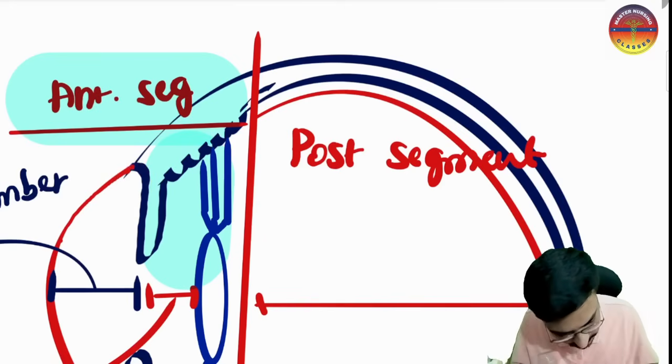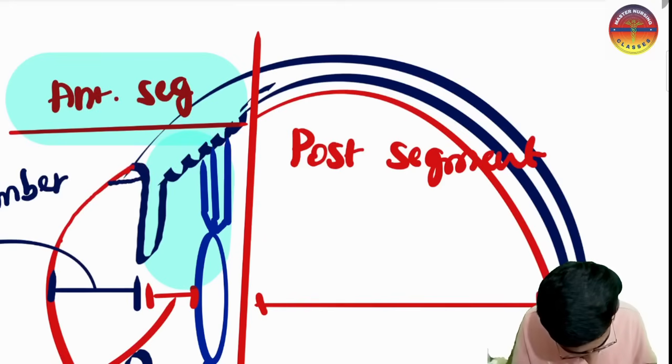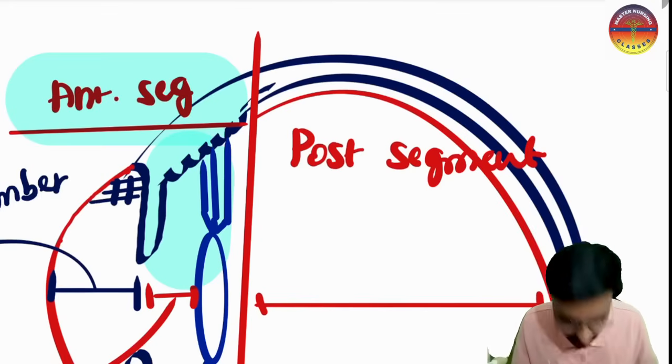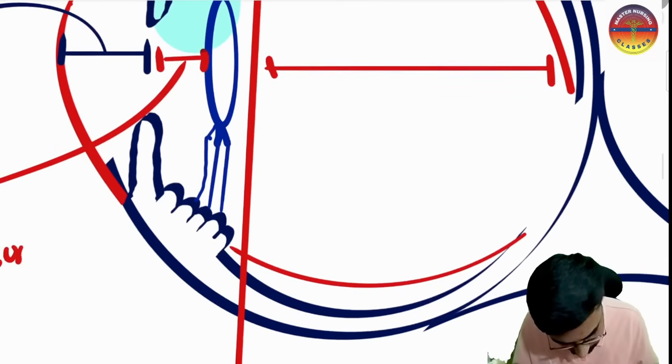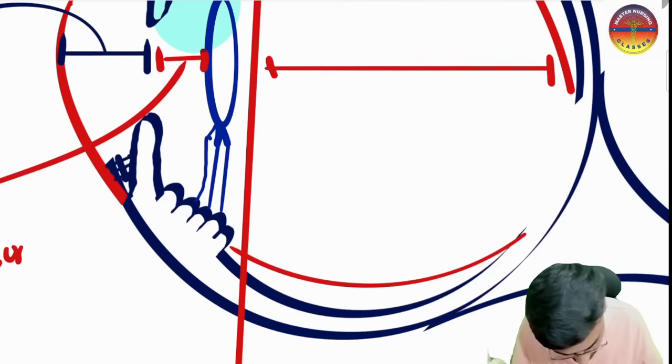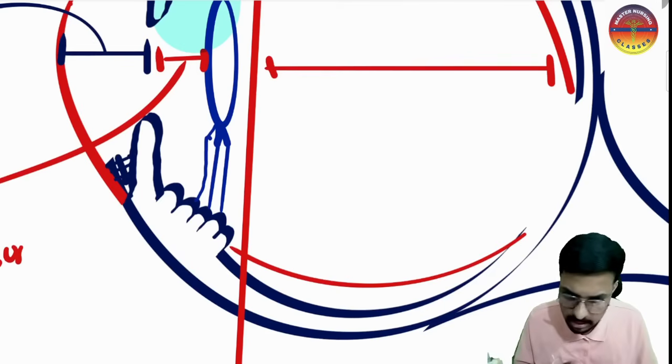In the angle we have a mesh-like structure responsible for the drainage and absorption of our aqueous humor. That is what we call the trabecular meshwork. Same here, we have the cornea, the iris, and the trabecular meshwork. This is the canal of Schlemm, or the trabecular meshwork.